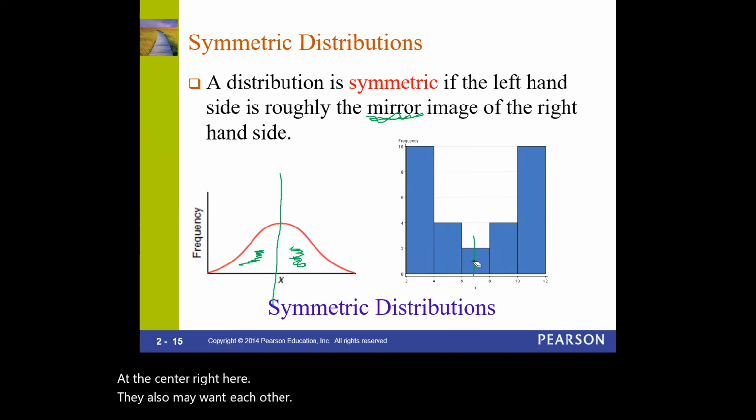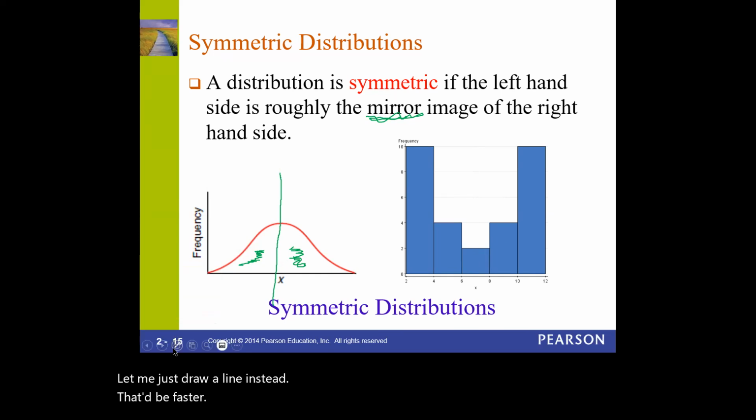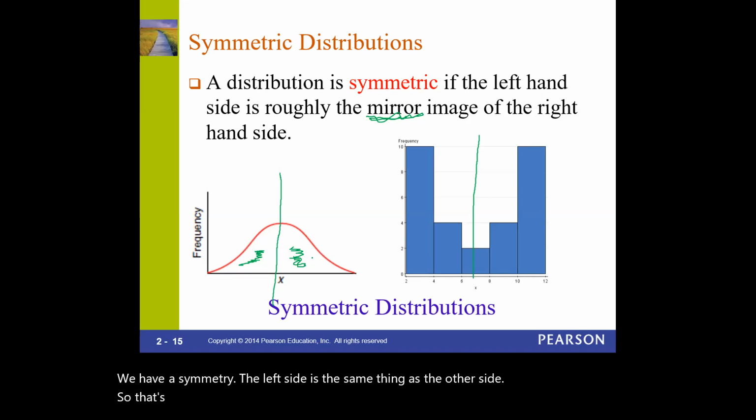Let me just draw a line instead. That'd be faster. That's fine, just use this one. Okay, so here you've got the same idea. At the center, we have a symmetry. The left side is the same thing as the other side. So that's what we call symmetry.